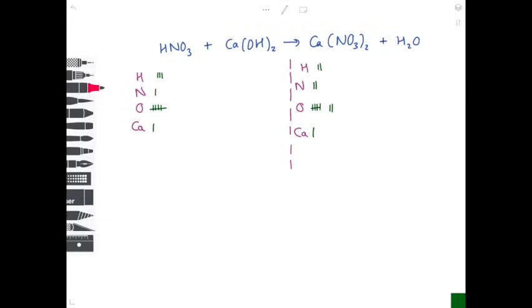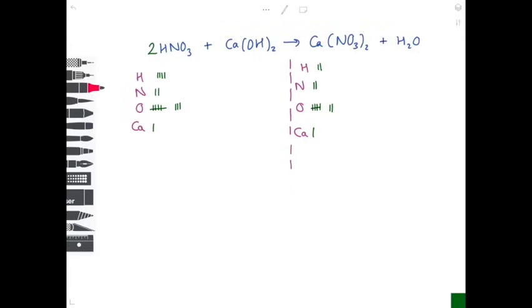So the calcium are fine, the nitrogen are not fine. You've got 2 on the right hand side, 1 on the left hand side, so we're going to add a big 2 in front of nitric acid. Remember, when we're balancing equations, all you're allowed to do is add big numbers. And now readjust your tally. So you now have 4 hydrogens, 8 oxygens, 2 nitrogens.